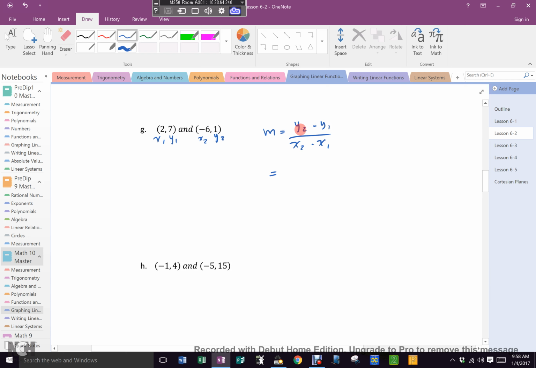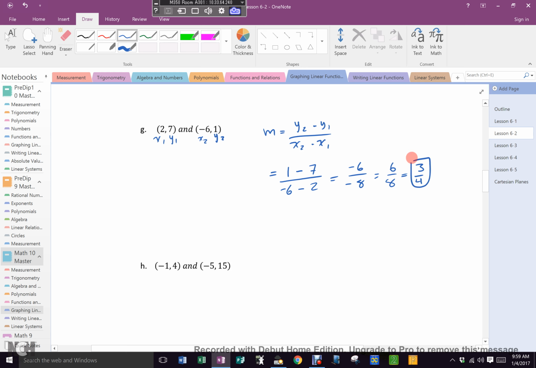What's y2? 1 minus, what's y1? 7 over, what's x2? -6 minus, what's x1? 2. What's 1 minus 7? -6. -6 minus 2? -8. Two negatives make a positive, and I simplify that 6/8 to 3/4.